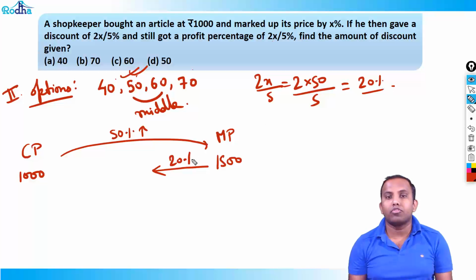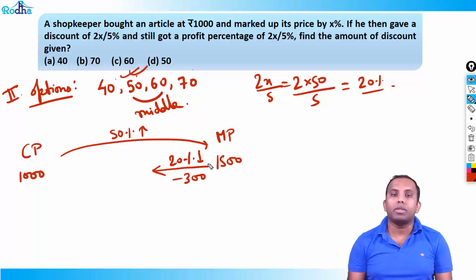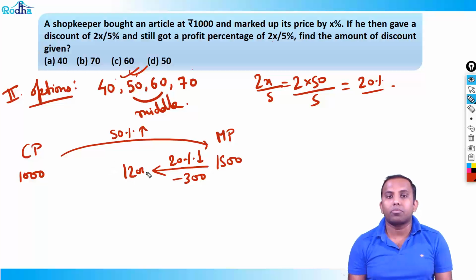Discount of 20%. So 1500, 20% discount. So that is how much? Minus 300, right? 1500, 10% is 150. So 300 is 20%. So it is 1200. So SP is 1200. Now from CP I'll check.